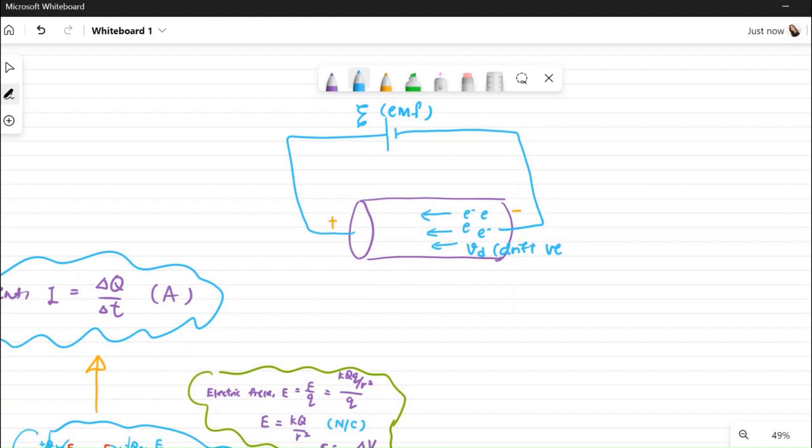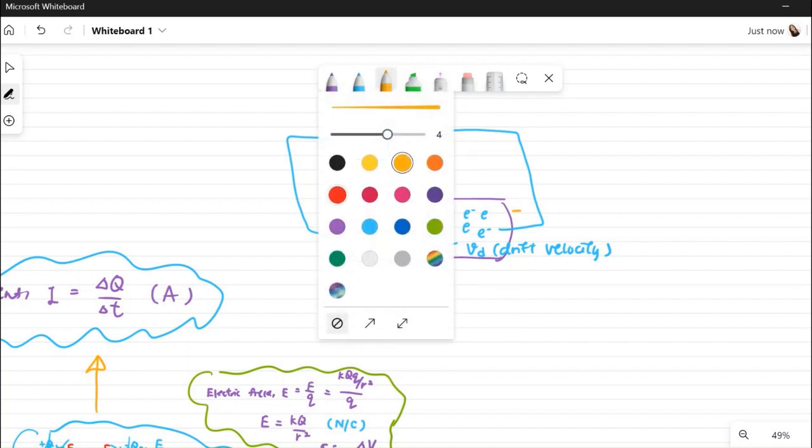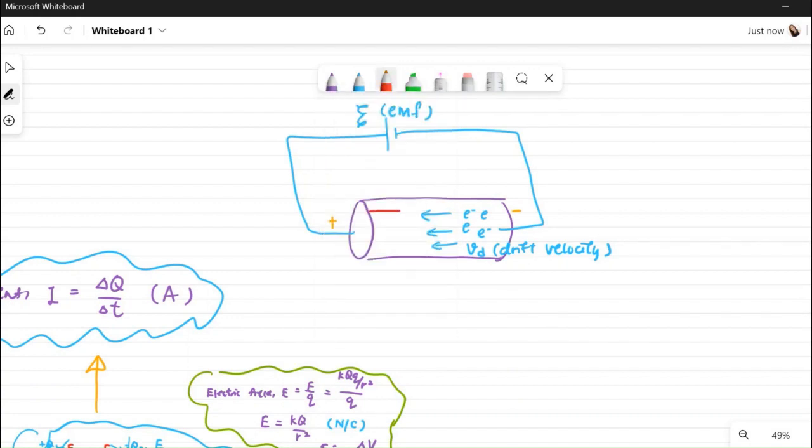Drift velocity is the velocity of the electron in the conductor due to the electric field. The electric field will be induced in the conductor from positive to negative. This is the direction of the electric field in the conductor.